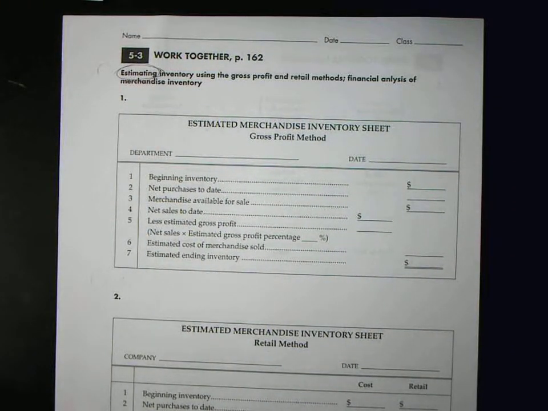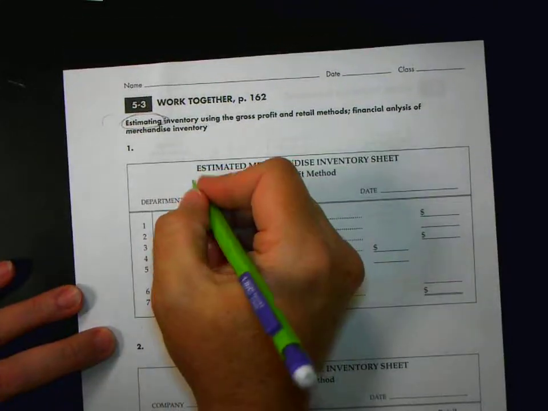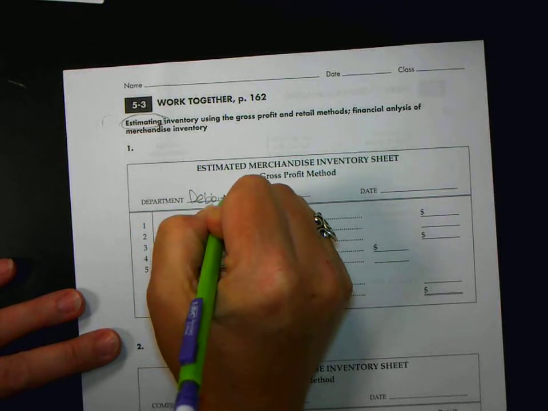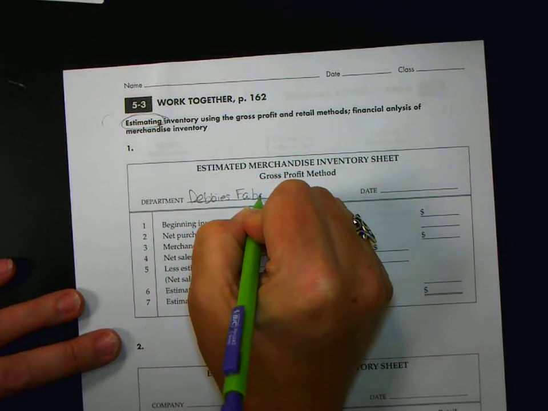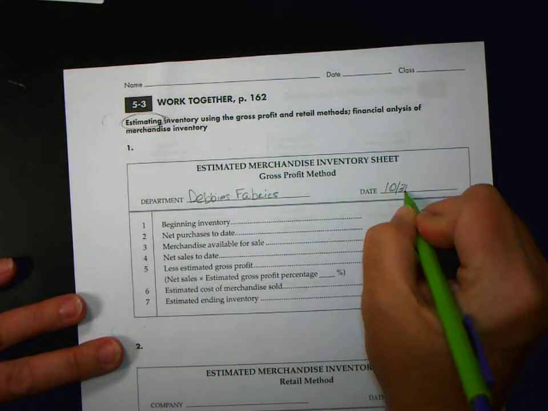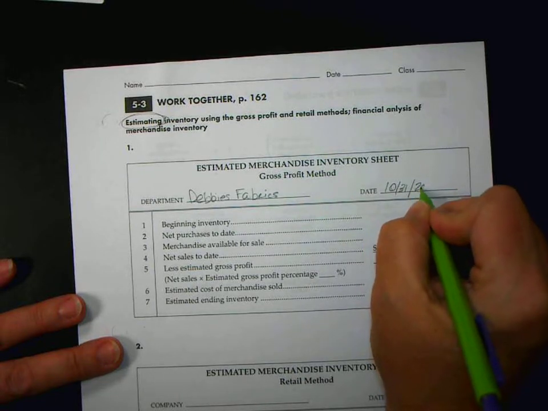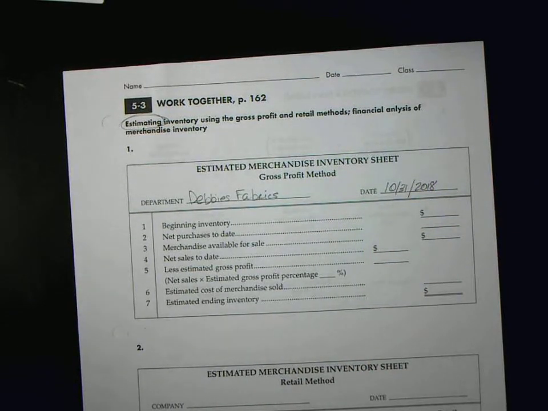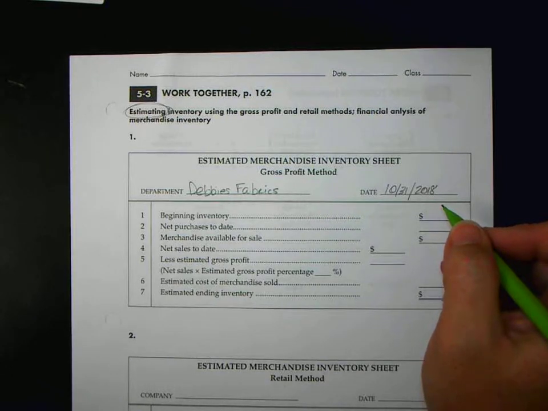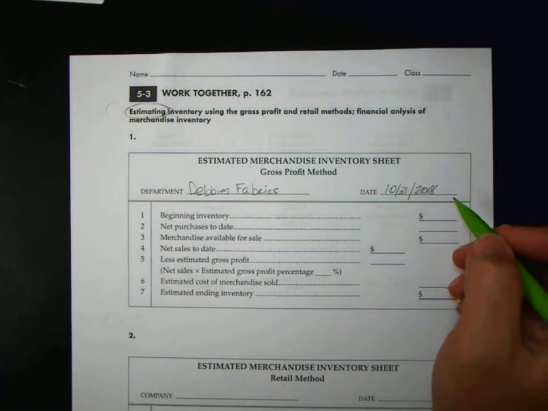All right. So this first one, gross profit method, we are doing Debbie's Fabrics. And this is for 10/31/2018. Looks like they're doing this monthly because they want to create a report for the month of October. So beginning inventory on October 1st is given to us.